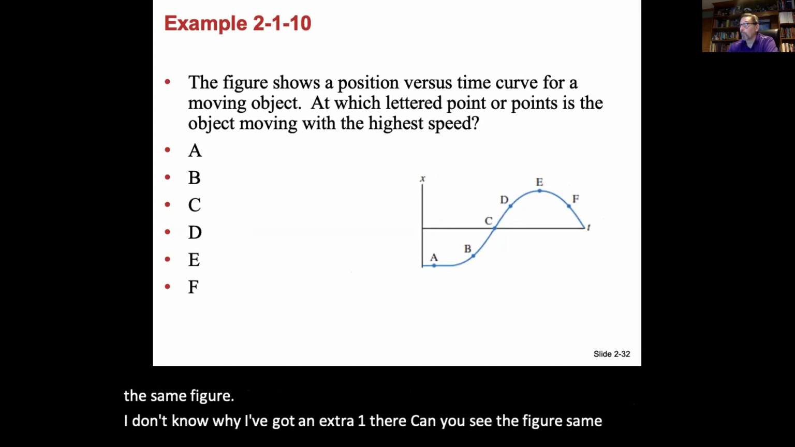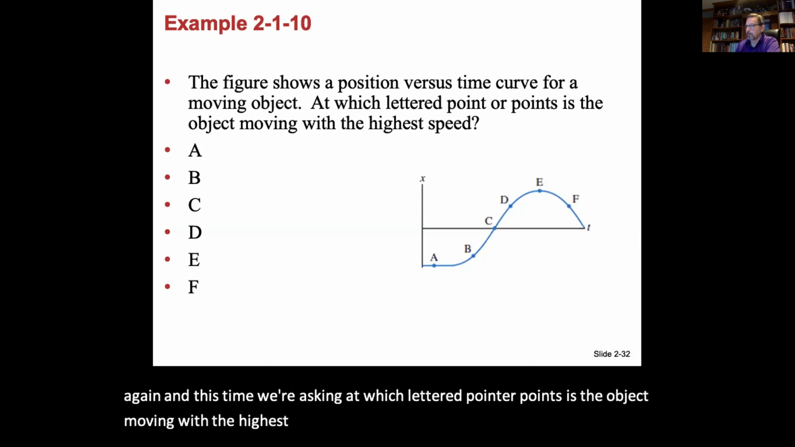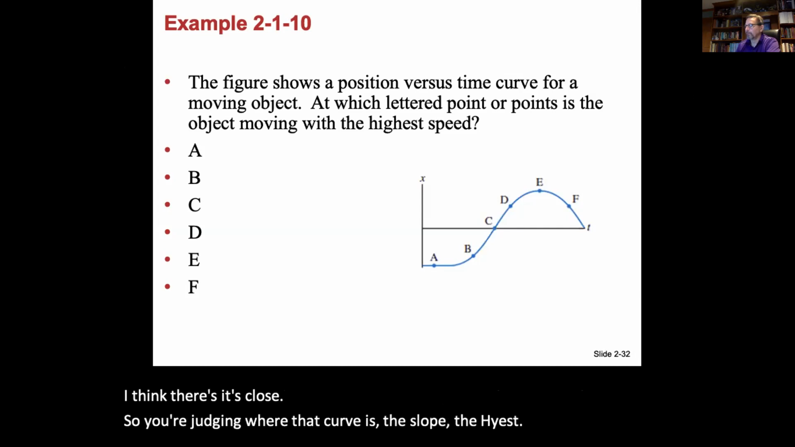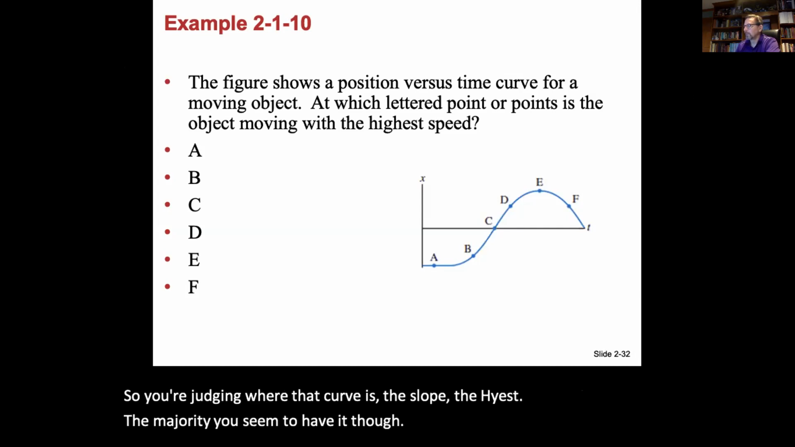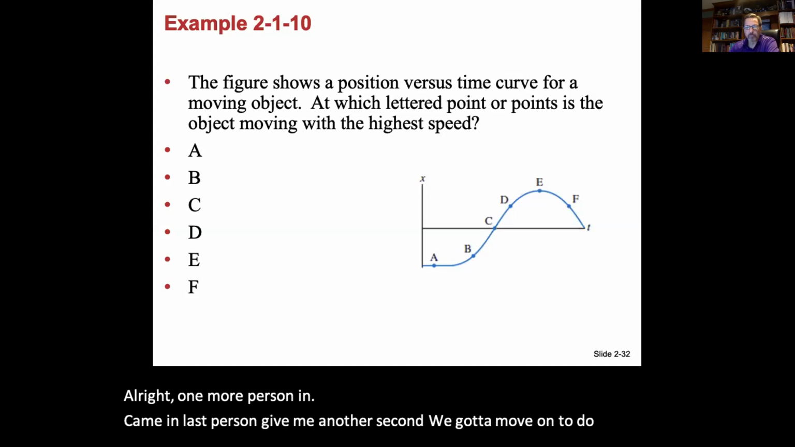Same one again. And this time we're asking at which lettered points is the object moving with the highest speed? And I can tell you this one's close. So you're judging where on that curve is the slope the highest. The majority of you seem to have it though. All right, one more person in. Come on, last person. Give me another second. We got to move on to do some problems. Yep. All right, and I'll share the results.